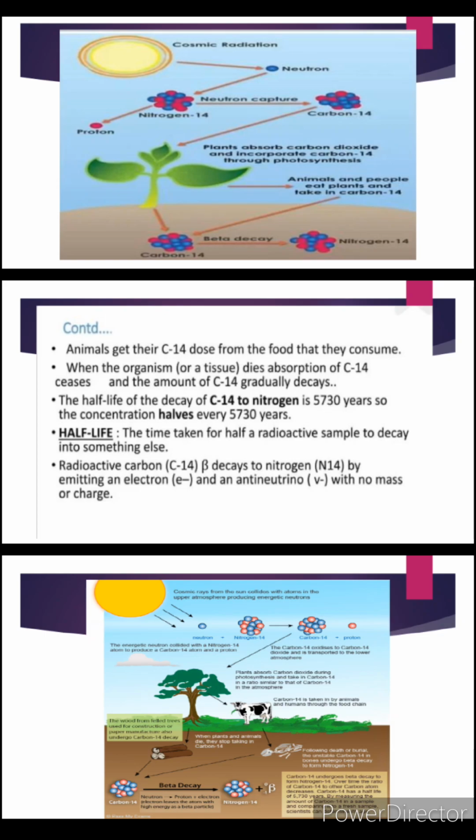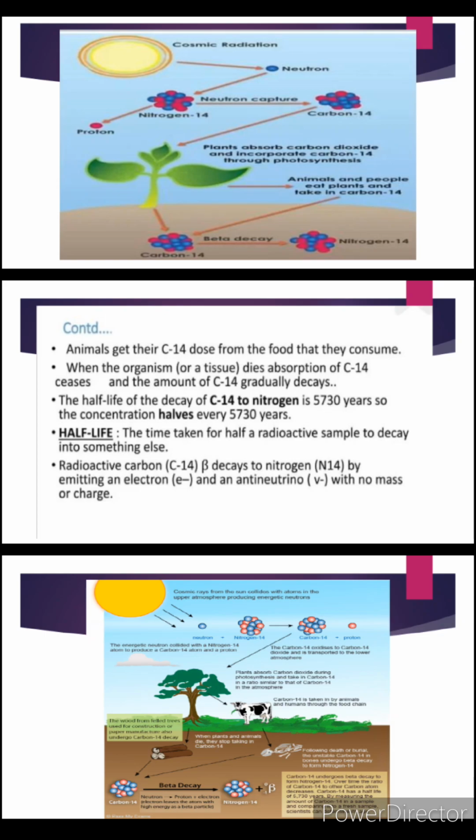When the organism dies, absorption of carbon 14 ceases, and the amount of carbon 14 gradually decreases or decays. The half-life of decay of carbon 14 to nitrogen 14 is 5730 years. So the concentration halves every 5730 years. Half-life, what is half-life? The time taken for half of a radioactive sample to decay.